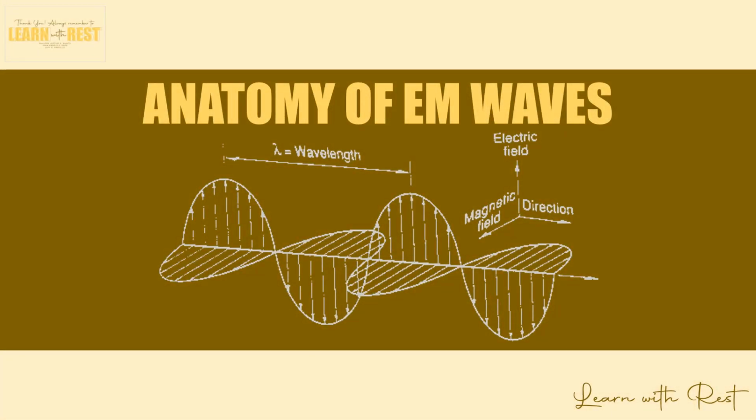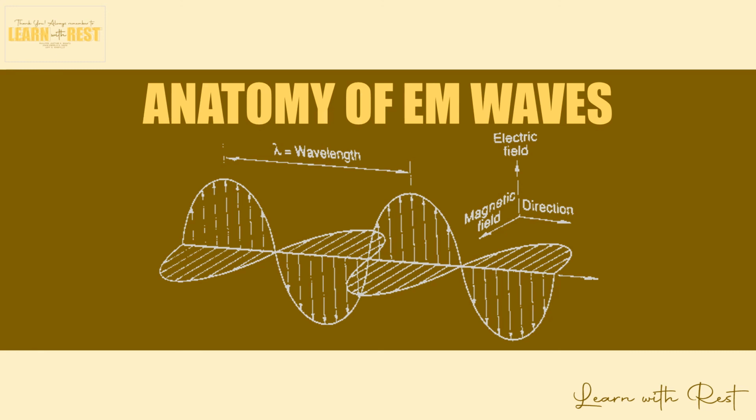Electromagnetic waves are formed when an electric field comes in contact with a magnetic field. They are hence known as electromagnetic waves. The electric field and magnetic field of an electromagnetic wave are perpendicular, at right angles to each other. They are also perpendicular to the direction of the EM wave.